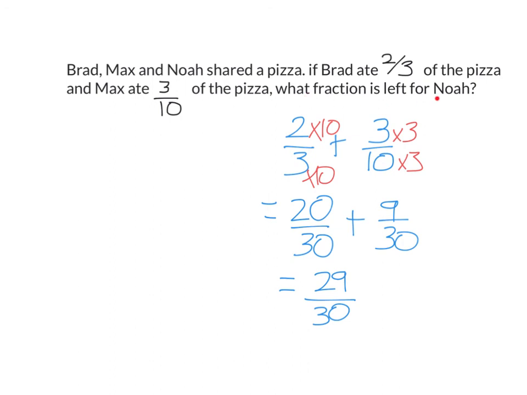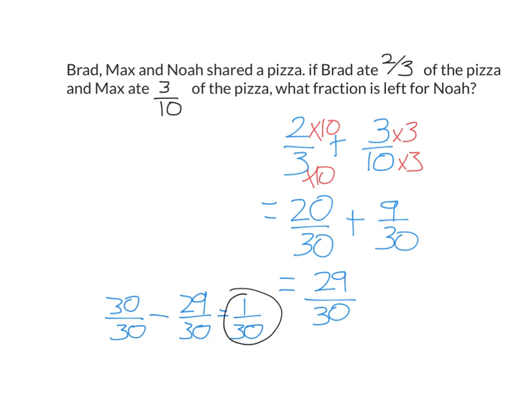But the question said what fraction is left for Noah. So if 29/30 have been eaten, there will be 1/30 left for Noah. Noah will get one whole pizza minus the 29/30 that's been taken away, that's been eaten. But of course, 1 whole is the same as 30 over 30. So 30 minus 29 is 1, and I leave the denominator the same. So 1 over 30 is my answer. That's the fraction left for Noah.